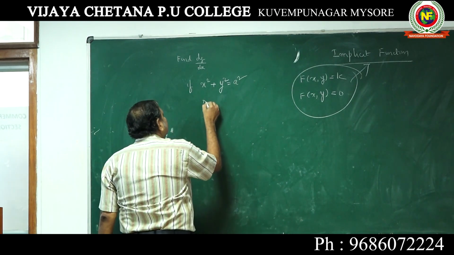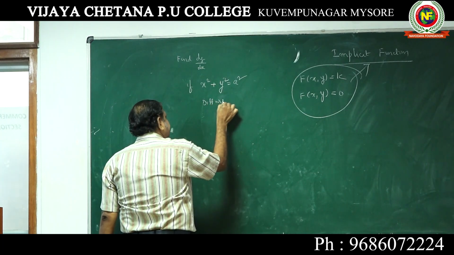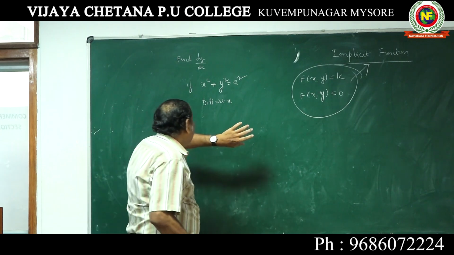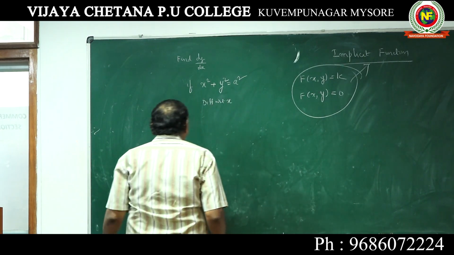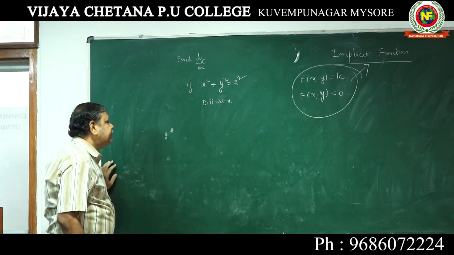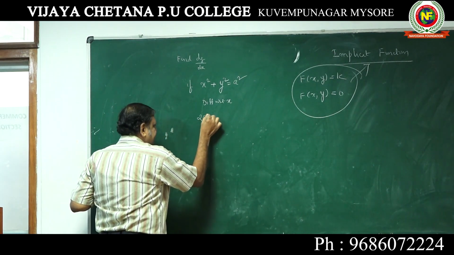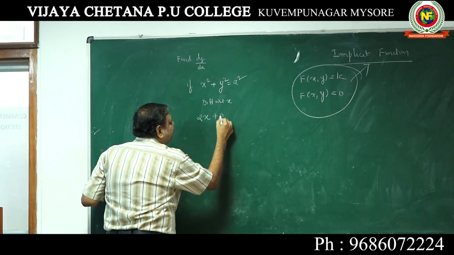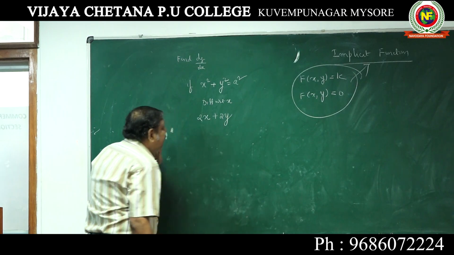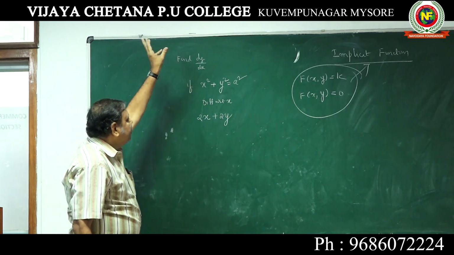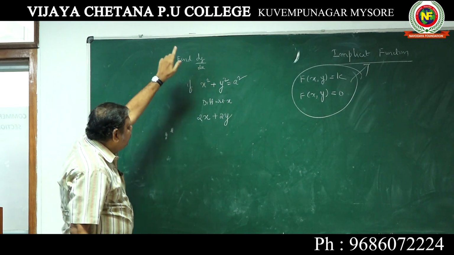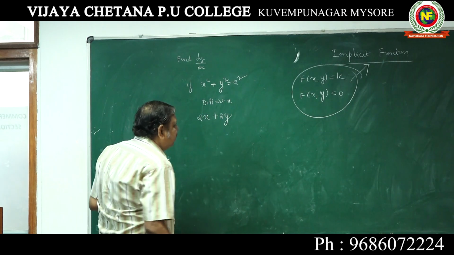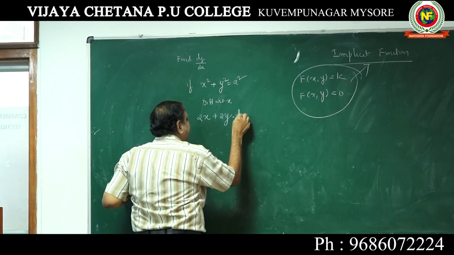Now you write differentiate with respect to x. So after identifying it is implicit function, you have to differentiate. Now x square differentiation, you know, 2x plus y square differentiation, 2y, y variable also 2y. Here the very important thing is when you are differentiating implicit function, when you are differentiating y variable, after differentiation of y variable, you have to put dy by dx.